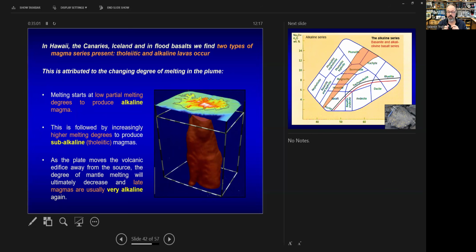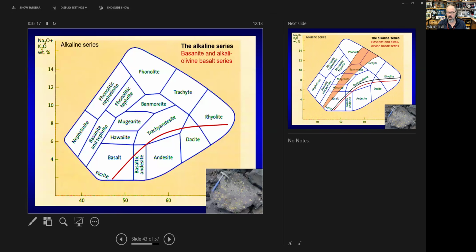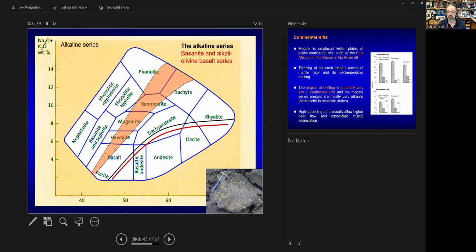There can be subalkaline tholeiitic series, but often it goes from alkaline in these systems to subalkaline and then again to alkaline, low degrees of partial melting, going at maximum extent to somewhat high degrees, but then usually back to very alkaline nature. So when we look at the diagram here, we would be working in this part of the system. We are more alkaline because we've moved up here, and we get development up to phonolite.